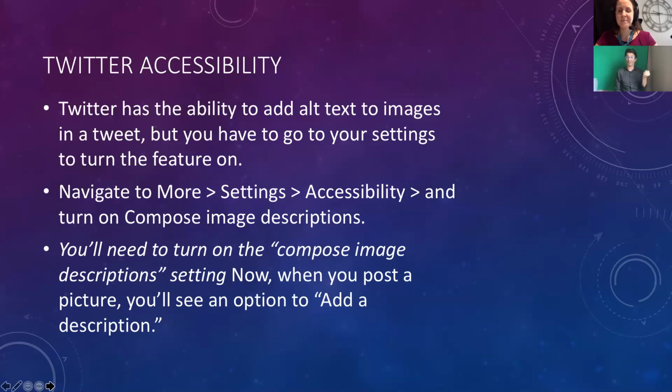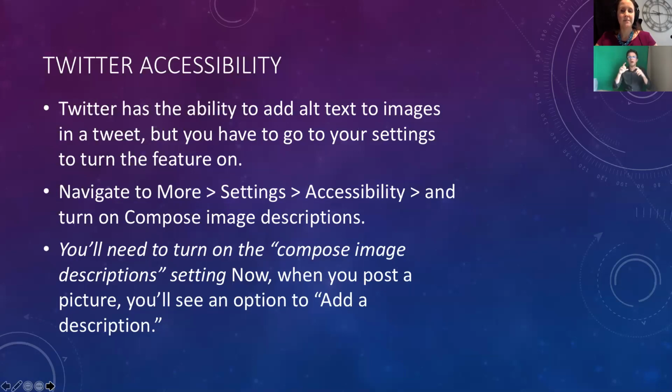So if you have your phone or your computer ready, you can go to twitter.com as I go through these steps. Twitter has the ability to add alt text to images in a tweet, but you have to go to your settings to turn the feature on. To do that, you navigate to More, then Settings, then Accessibility, and then turn on Compose Image Description. So now when you post a picture, you'll see an option to add a description.